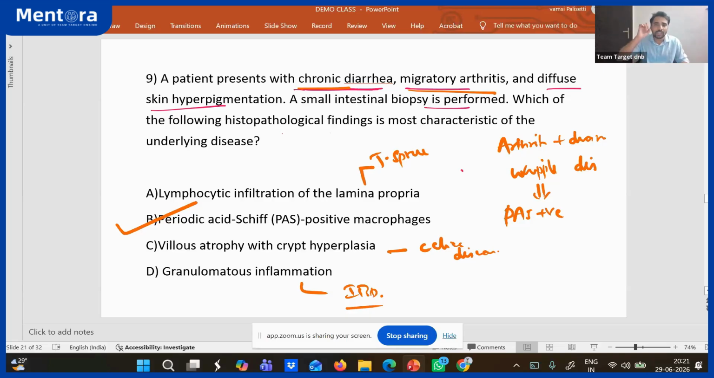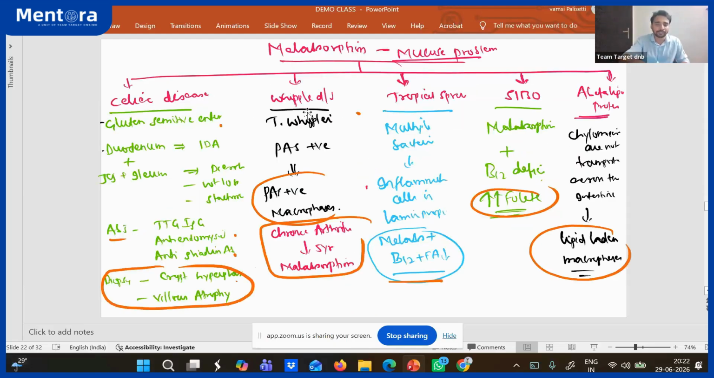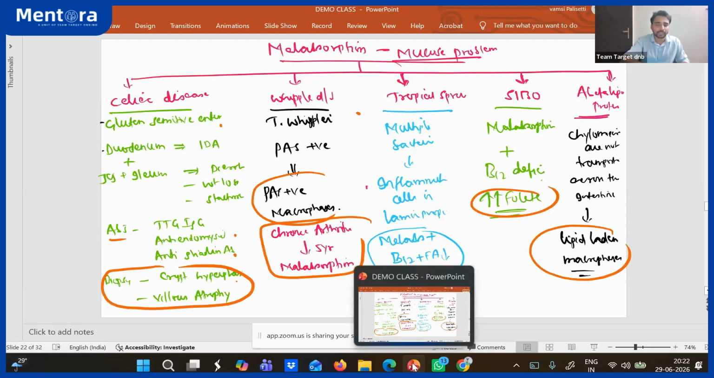Whenever they ask arthritis and malabsorption, come to Whipple disease, PAS positive. Whenever they ask malabsorption, crypt hyperplasia, villus atrophy, celiac disease. Whenever they ask malabsorption, B12 and folic acid deficiency, tropical sprue. Folate elevated, SIBO. Lipid-laden macrophages, you go for abetalipoproteinemia. It's very simple. Okay, please remember this chart forever.